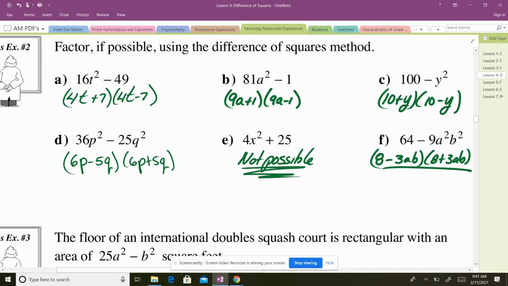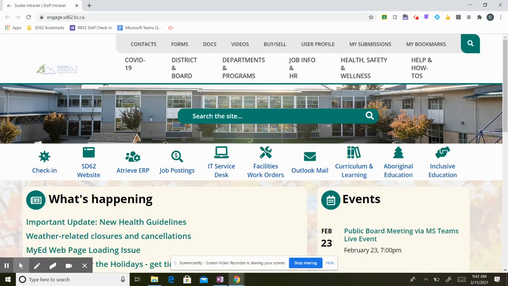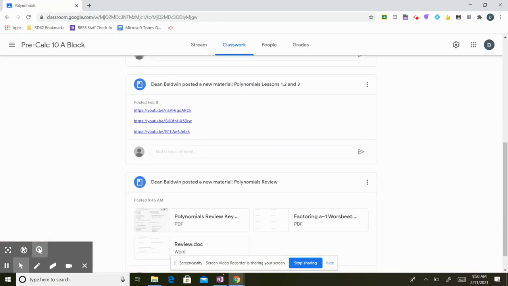All right. So they can increase a bit in complexity, but it's still the same thing. It must be two terms separated by a minus sign, and then you can do a difference of squares if they're both able to be square rooted. Okay. Number 4, please, peoples. All right.